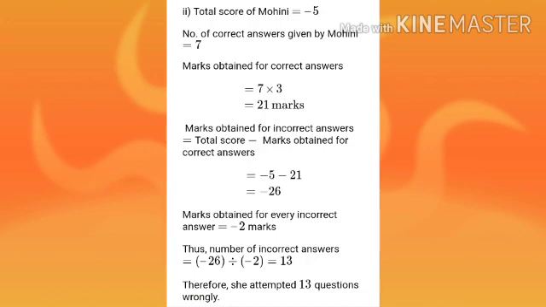Then how can we find marks obtained in incorrect answers? Total score minus marks obtained for correct answers. Total score is minus 5 minus 21. Minus into minus is plus, so we can add it now. 5 plus 21 is 26. Which is greater? 21 is greater, so put the minus sign. Then marks obtained for every incorrect answer is minus 2. Then how can we find how many incorrect answers she wrote? Minus 26 divided by minus 2. 26 divided by 2 is 13. Minus into minus is plus. Therefore, she attempted 13 questions wrongly.